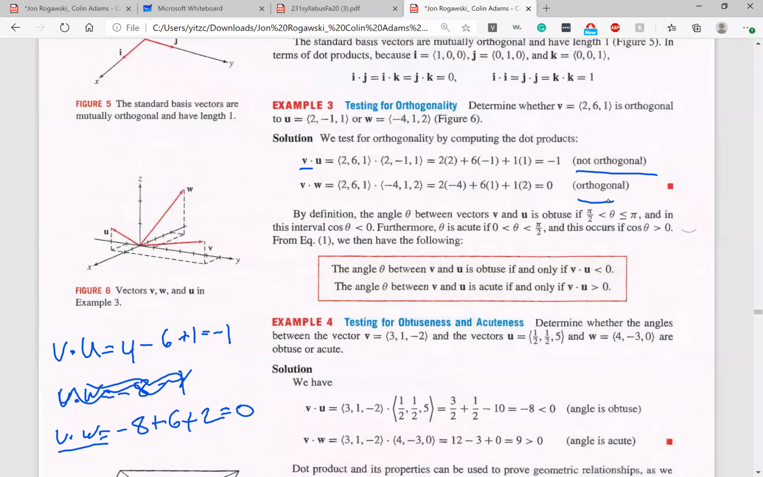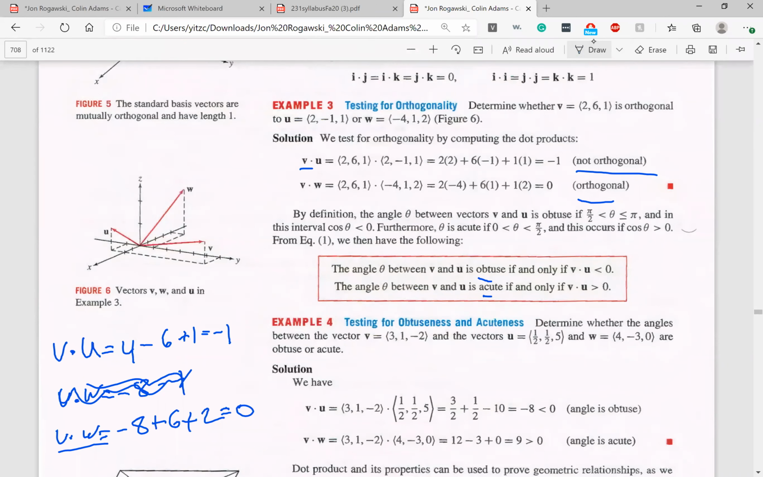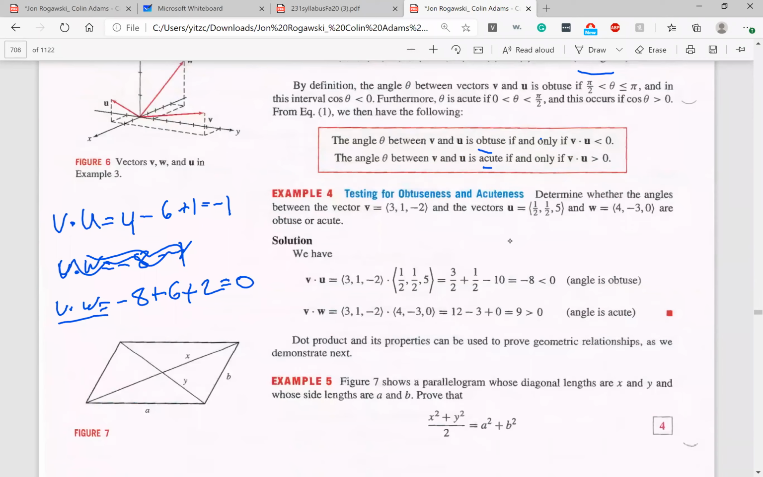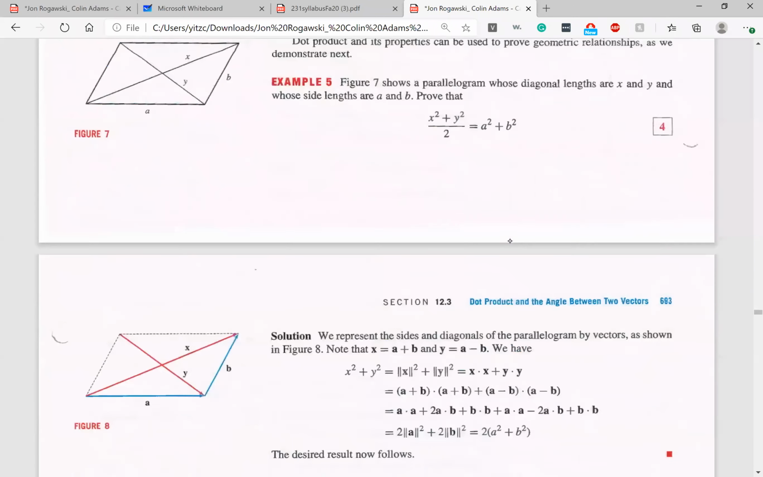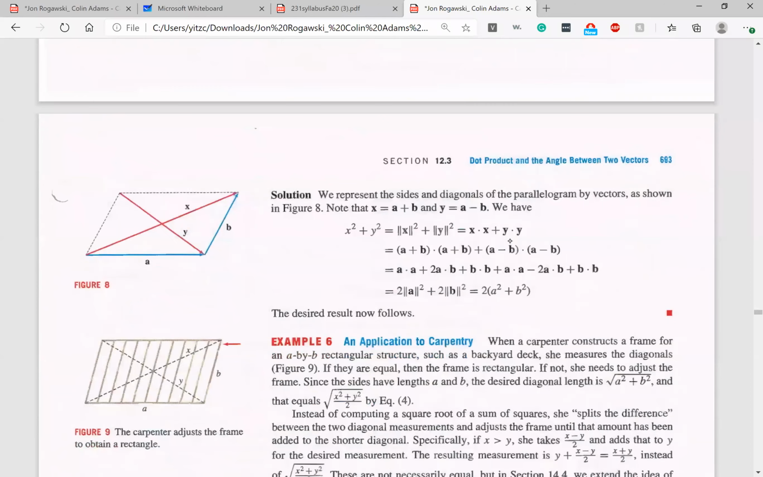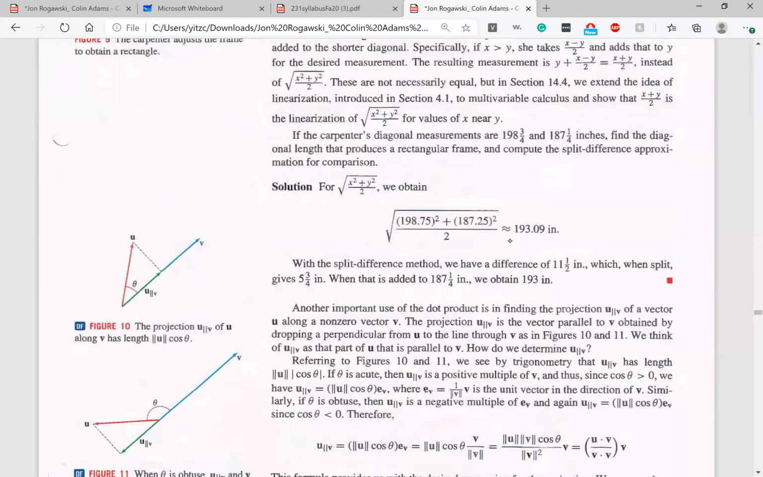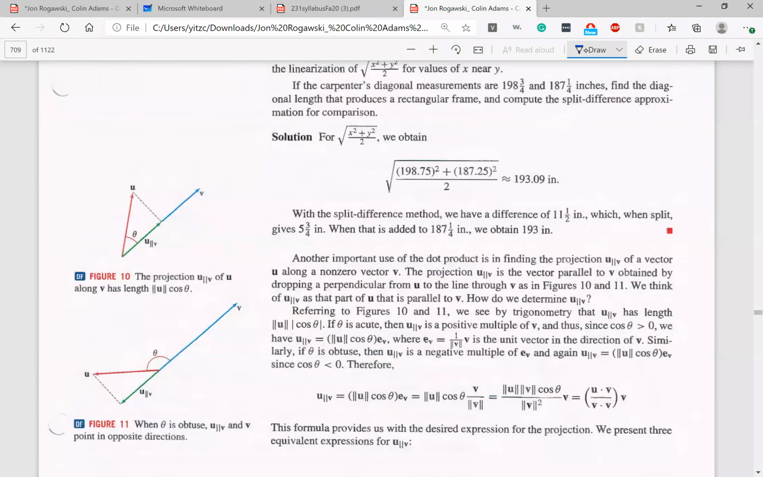So now they say that we can define what it means for an angle to be obtuse and acute based on whether the dot product between them is less than 0 or bigger than 0. But it's not very important in multivariable, I don't think. So I'm going to ignore this example, testing for obtuseness and acuteness, and I'm going to move on. And I'm going to ignore this example as well. So yeah, I want to continue with projections. So that's over here.